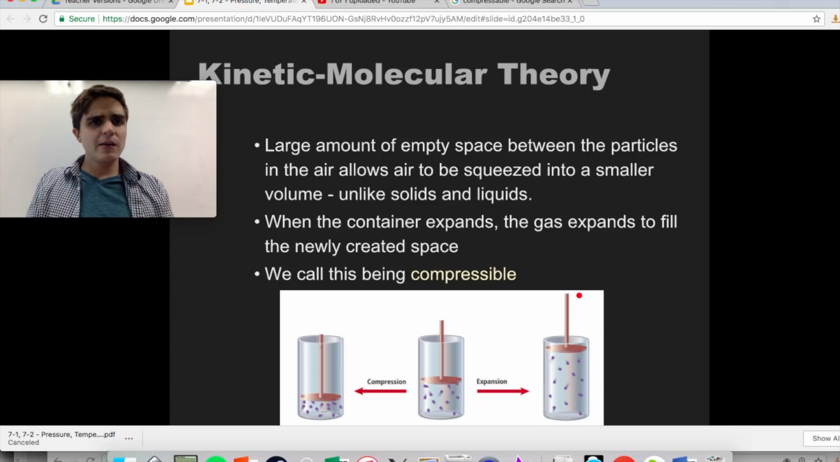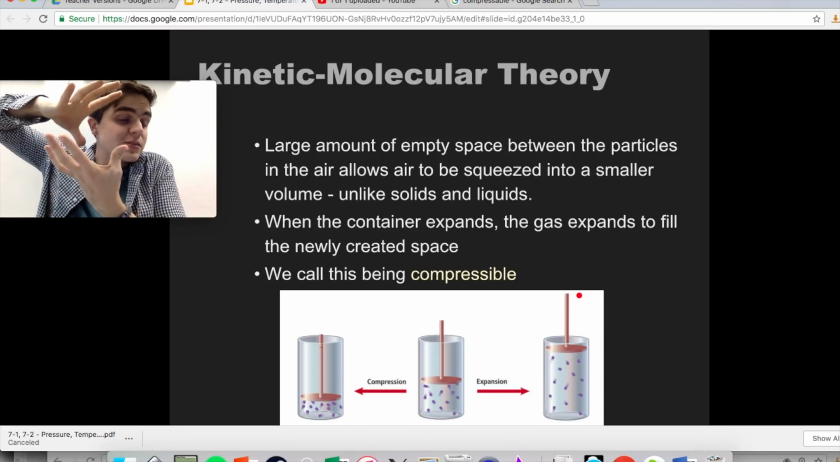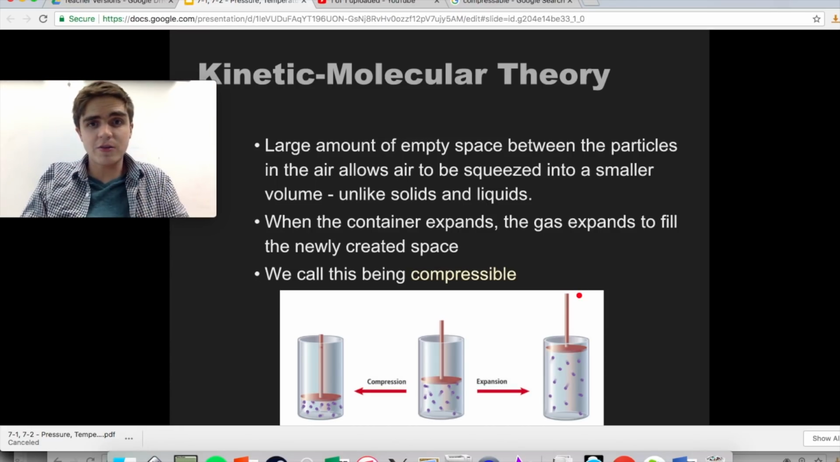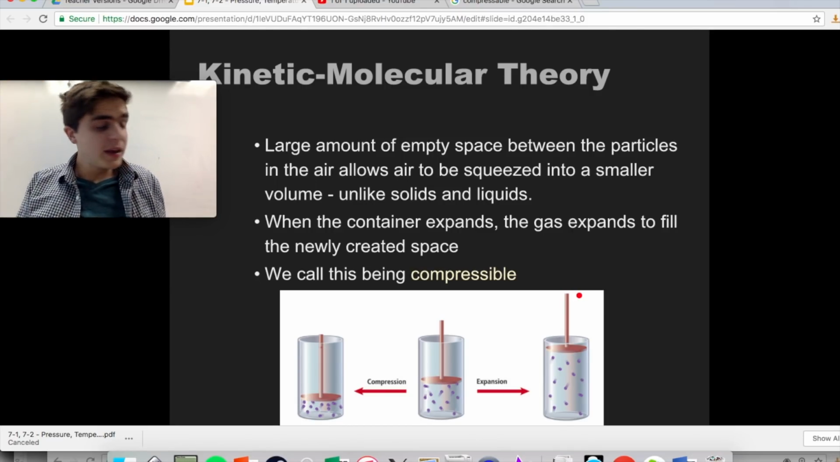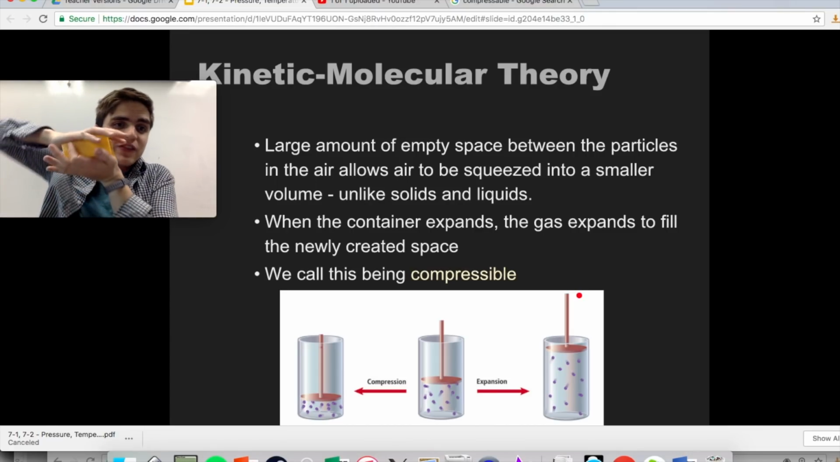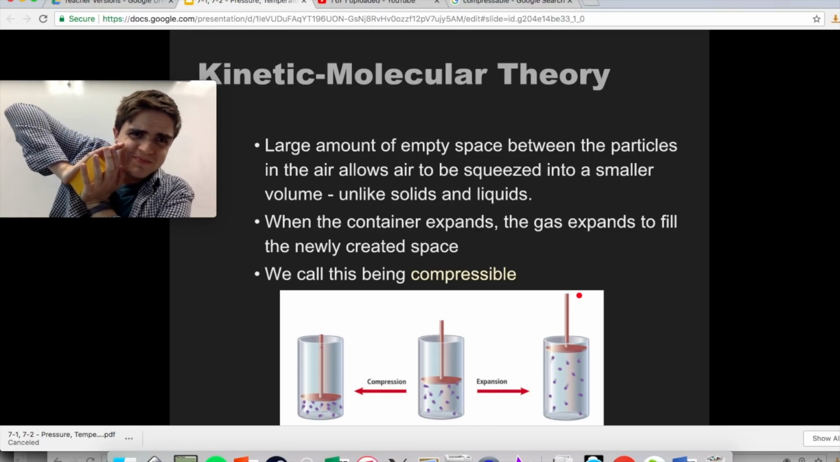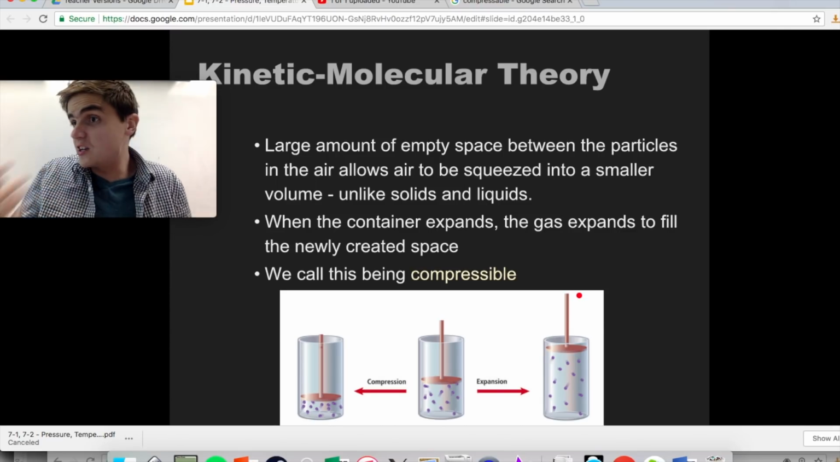Okay, because there's so much space in between gases, I can squeeze that air down and get rid of some of the spaces by pushing the particles closer together. If I expand it, I can make the container bigger and it's going to fill it up, right? And that's really different than a solid or a liquid. Okay, look, I have my solid here. Even if I press on it really hard, it's hard. I can't deform it, right? The shape of the solid is the solid.